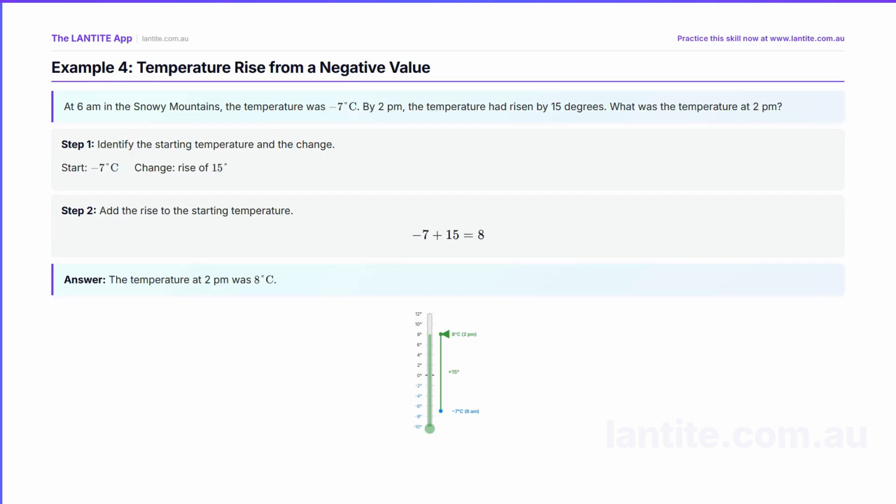In this problem, we start with a negative temperature and add a rise. At 6 a.m. in the snowy mountains, it was -7 degrees. By 2 p.m. it had risen by 15 degrees. -7 plus 15 equals 8. The temperature at 2 p.m. was 8 degrees Celsius. On the thermometer, you can see the mercury level rising from -7, passing through 0, and stopping at 8. This type of question tests whether you can correctly add a positive number to a negative starting value.